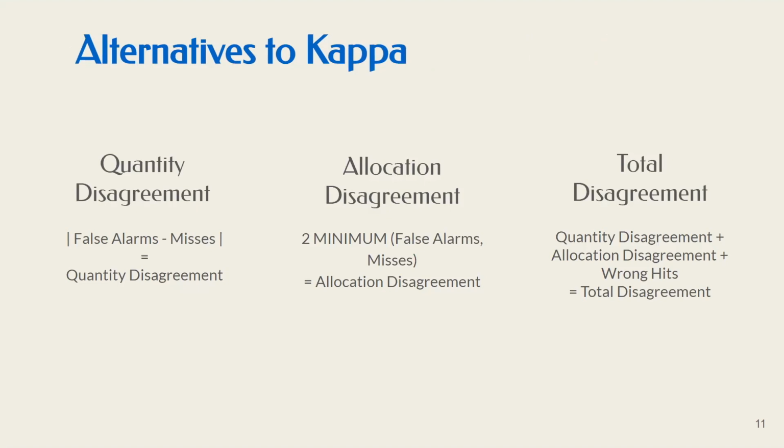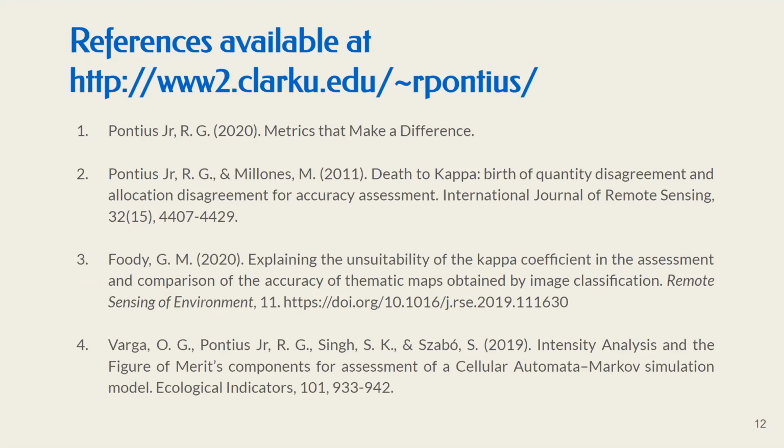Allocation disagreement is important for understanding how the model misallocated change. Finally, total disagreement can be used to understand both allocation and quantity disagreement as a single value. Total disagreement is calculated as the sum of quantity disagreement, allocation disagreement, and wrong hits. For more information on the faults of the Kappa statistic and alternatives to it, please refer to the references displayed on this slide.